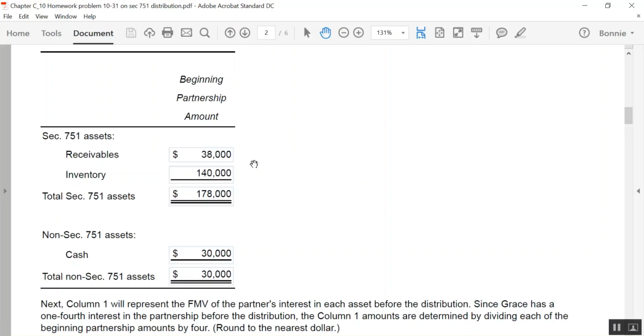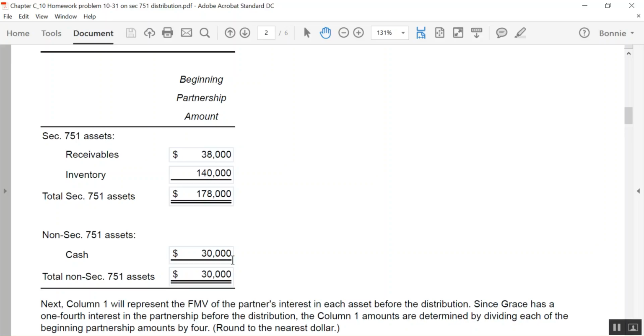And then when we get done, the bases of these assets are going to come into play, but not until then. So remember from up above, the fair market value of the receivables was 38,000 and the inventory fair market value was 140. So they total 178. So we have total 751 assets of 178. We have total non-751 assets, which are just comprised of cash.